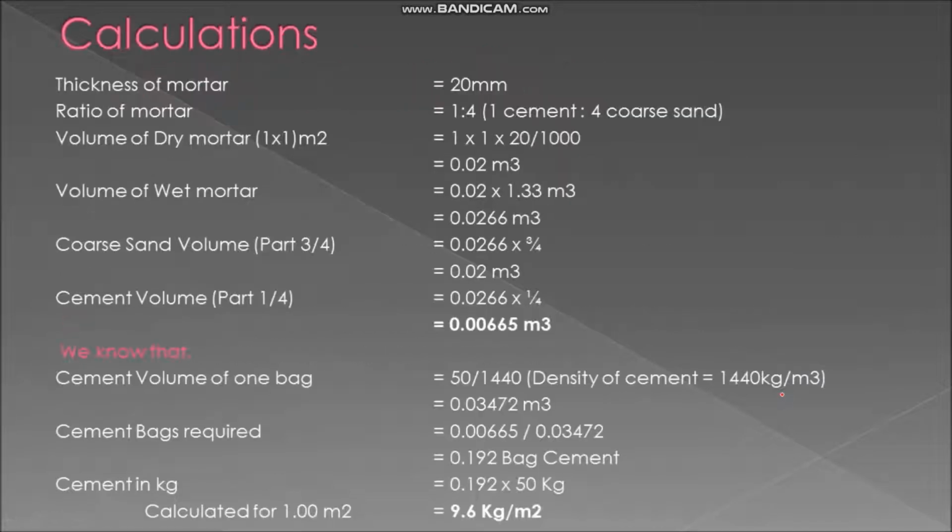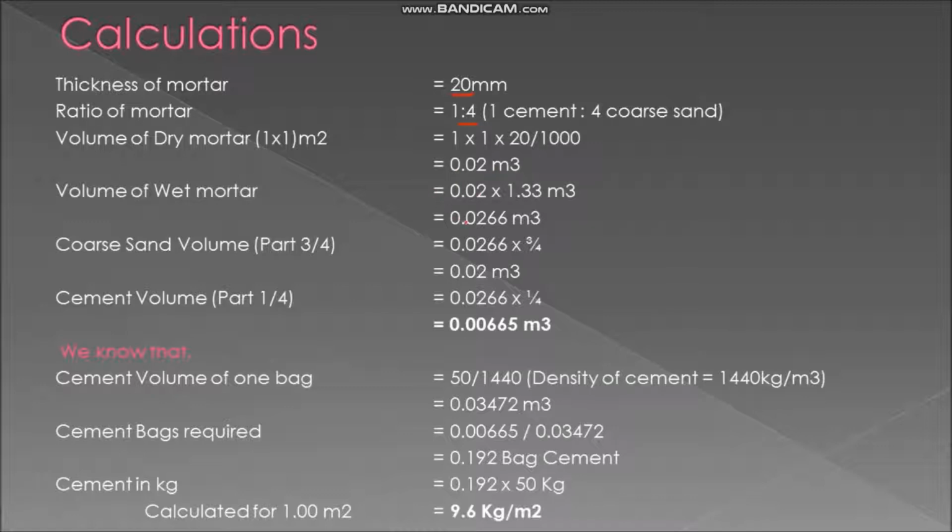Calculation. We discussed earlier that 20 mm mortar thickness is specified by DSR. So the thickness of mortar is 20 mm. Ratio of mortar is 1:4, 1 cement and 4 coarse sand. Volume of dry mortar is 1 into 20 divided by 1000. Why do we divide by 1000? Because we are converting 20 mm to meter. So the dry volume for 1 square meter is 0.02 cubic meter.